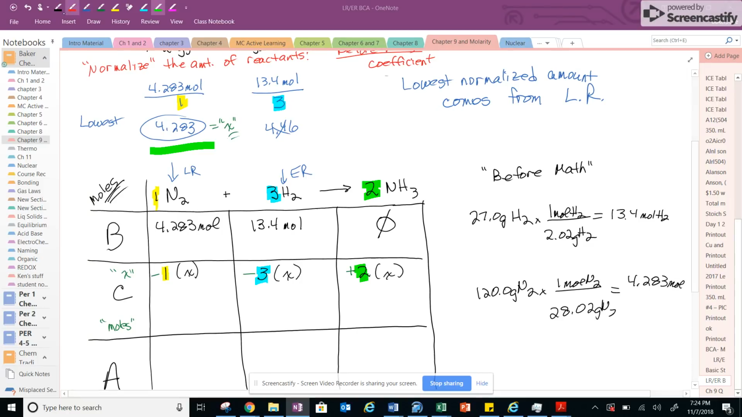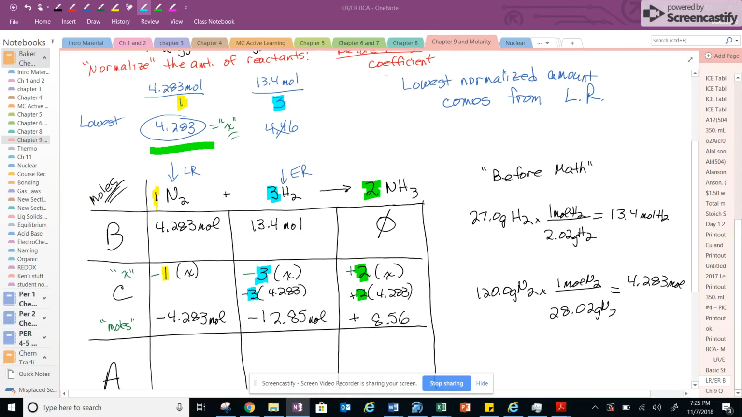Well, guys, we know what x equals. So that means my nitrogen is going to go down by 4.283 moles. My hydrogen is going to go down by 3 times 4.283 moles, which is equivalent to, it's going to go down by 12, let's see how many sig figs, 85 moles. And this is going to go up by 2, multiplied by x again, which is 4.283. So therefore, my ammonia is going to go up by 8.56 moles. Okay, so this is the value of 2.